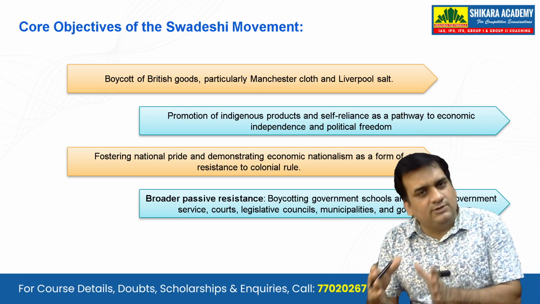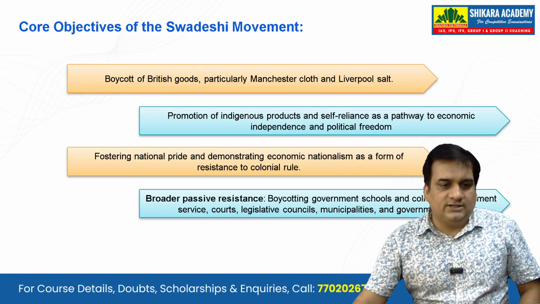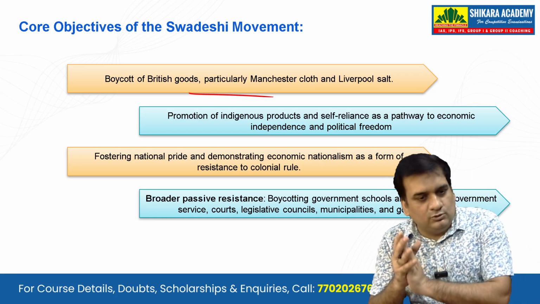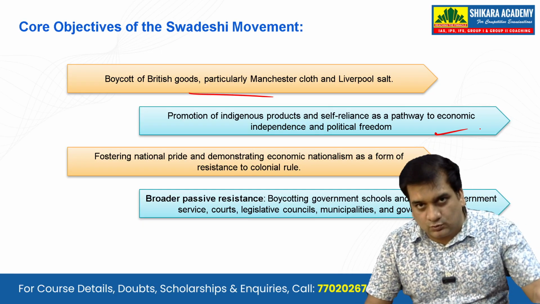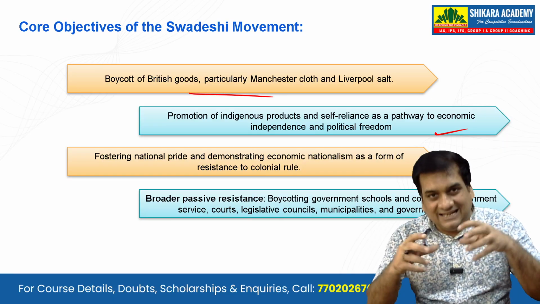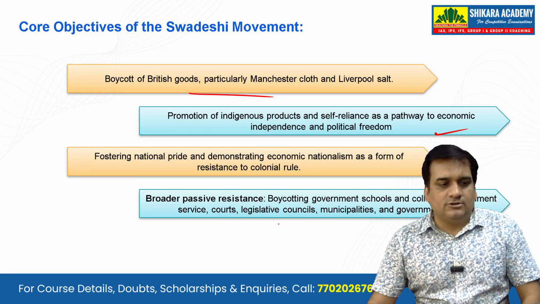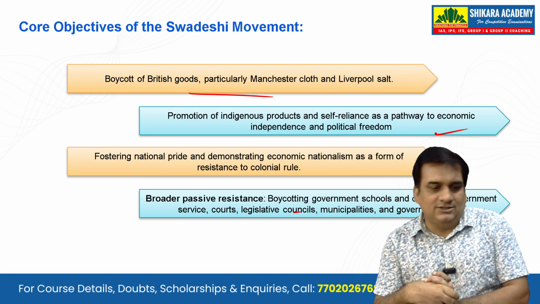So why did the Swadeshi movement start? It was in protest of the partition of Bengal. So what were they doing? They were boycotting British goods like Manchester clothes and Liverpool salt. Then the promotion of indigenous products was being done. That's why it was named Swadeshi. Swadeshi basically means indigenous, which is made in your own country, like Make in India today, fostering national pride and demonstrating economic nationalism as a form of resistance to colonial rule.